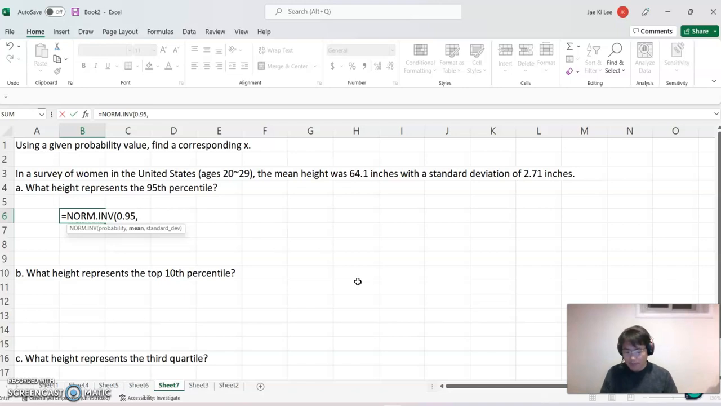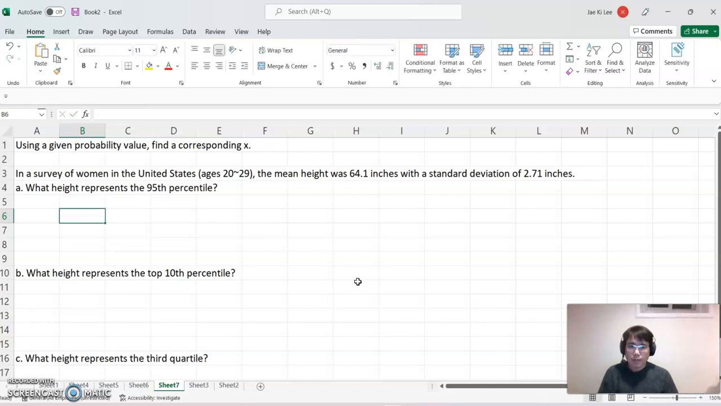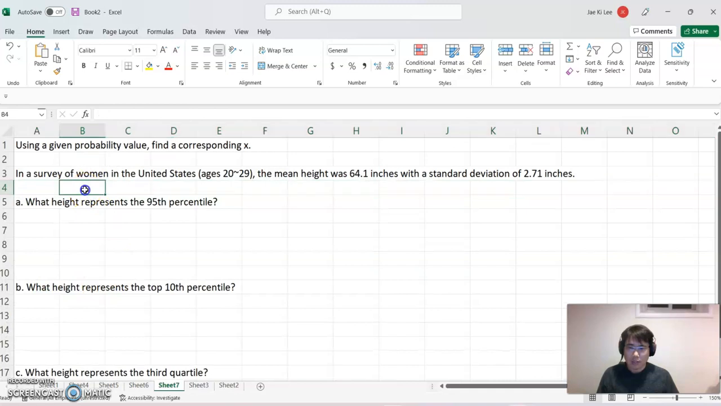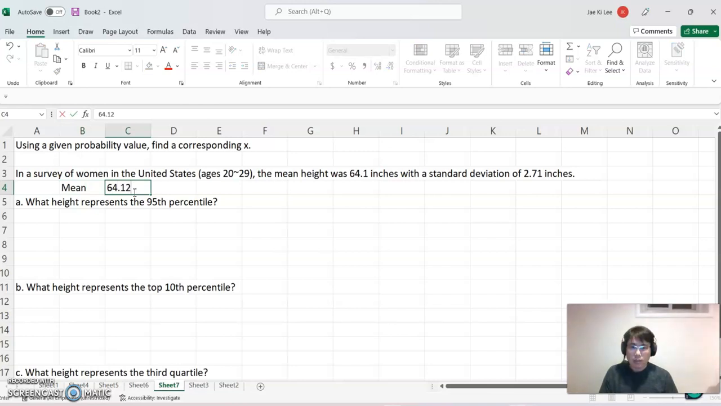Oh, I haven't organized yet. Sorry about this. So I insert a line here, then just organize the data. Mean equal to 64.1 and standard deviation equal to 2.71.